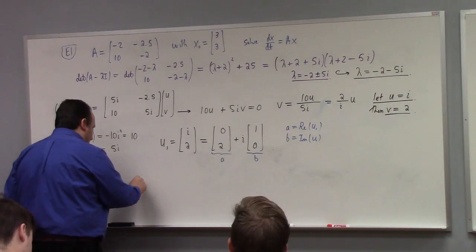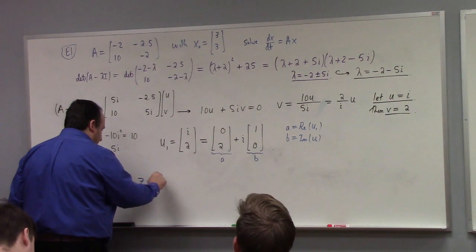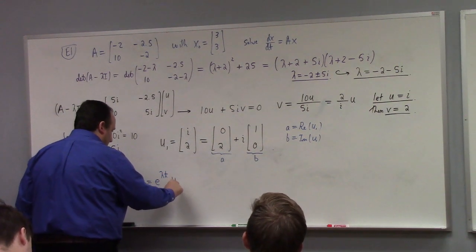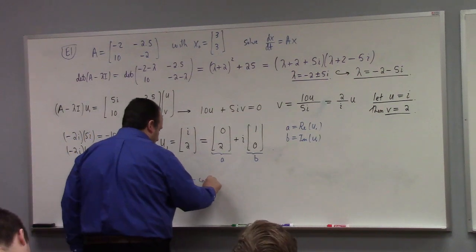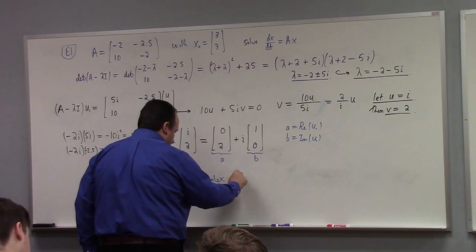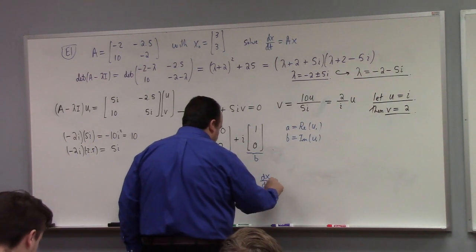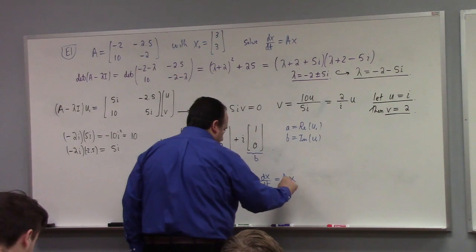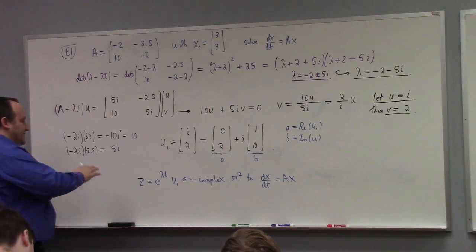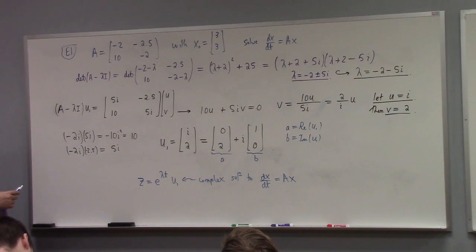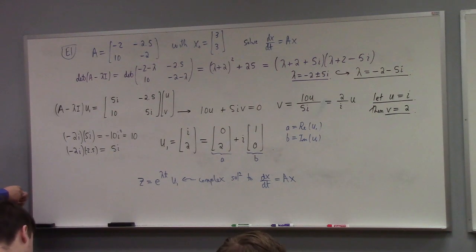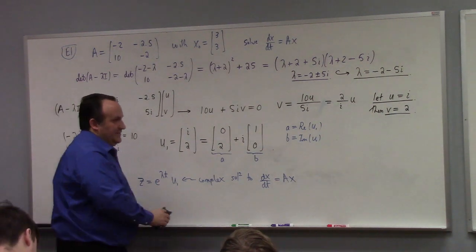So generically speaking, z equals e to the lambda t times u1. This is a complex solution to dx/dt equals Ax, right? How can you make this complex solution have initial condition 3, 3? Oh man, that doesn't help, does it? Oh, never mind, guys. I had dreams of not calculating, but I think I'm stuck with it.